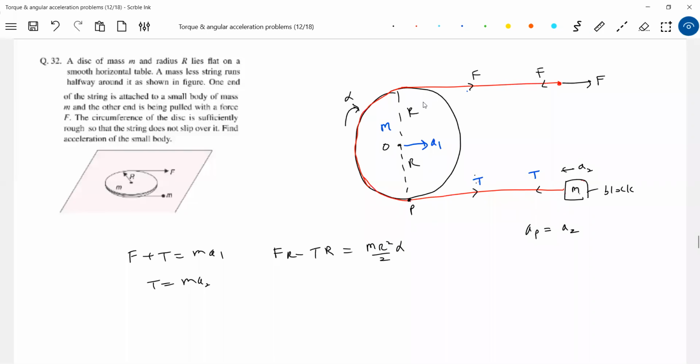What is the acceleration of point P? R alpha minus A1. That should be equal to A2. It's all about observation, no concept. If the center of mass is having acceleration, all points will have acceleration. Will you show what is the acceleration of this point? A1. Then it will have R alpha 1 like this. I think I'll write R alpha 1.